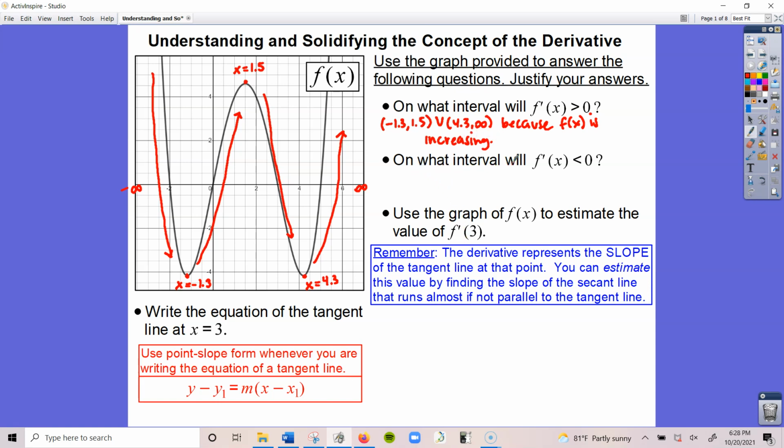Next, on what interval will f prime of x be less than 0? This is when my function is decreasing. And it is decreasing starting on this end, which is negative infinity, until negative 1.3, union 1.5 until 4.3. And our reasoning would be because f of x is decreasing.